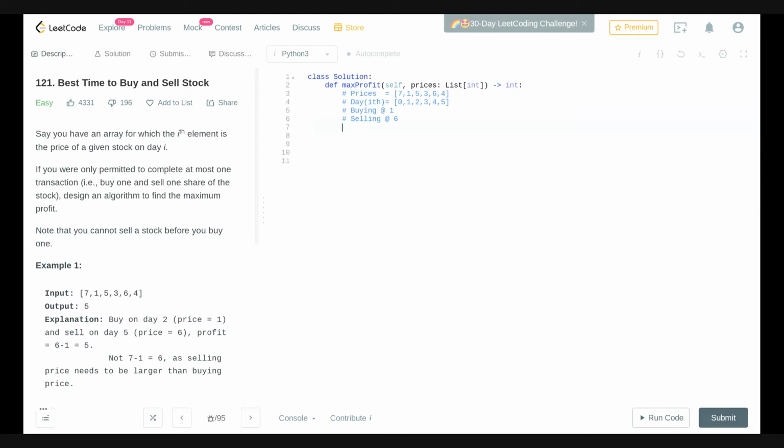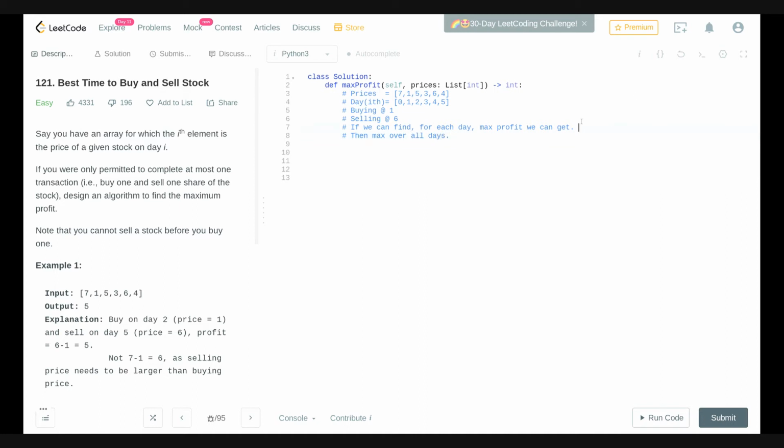It seems a simple and easy problem because we just want to do one transaction. So I think the algorithm can be easy, where for each day we find the maximum profit we can get. If for each day we find the maximum profit we can get, then we can take a max over all days.